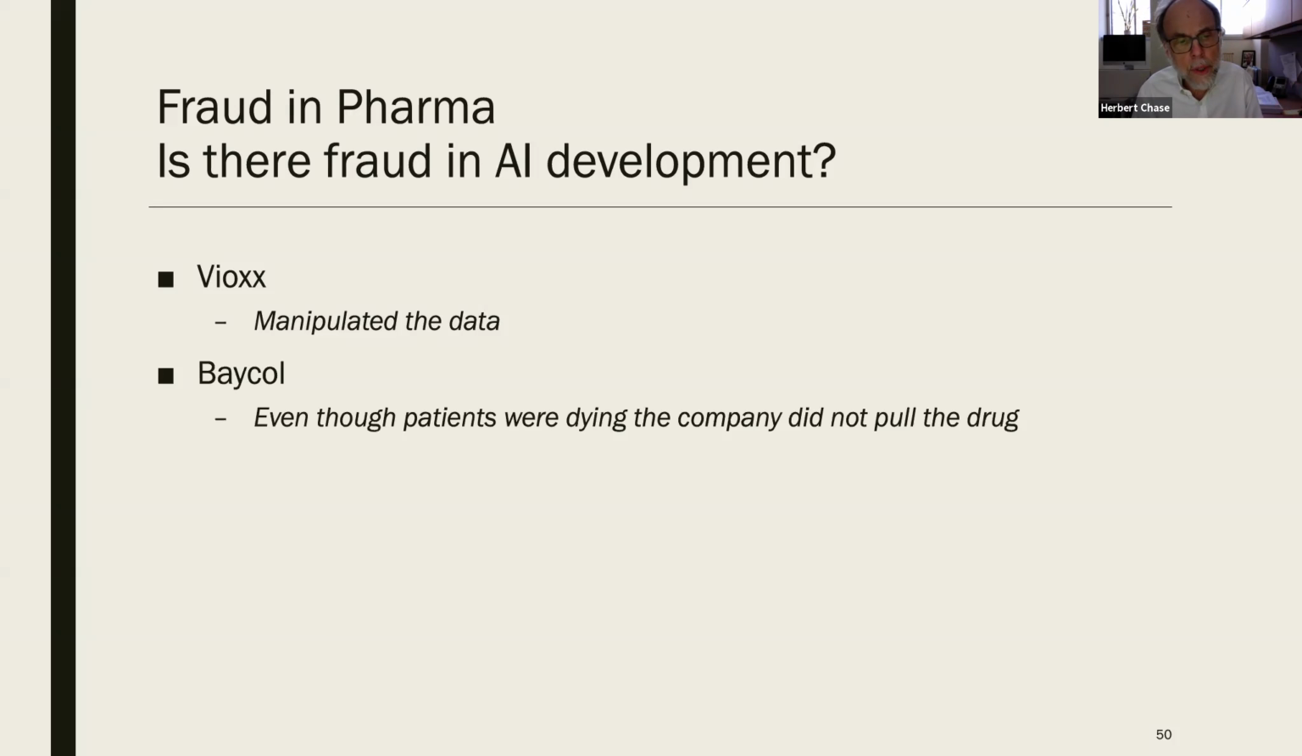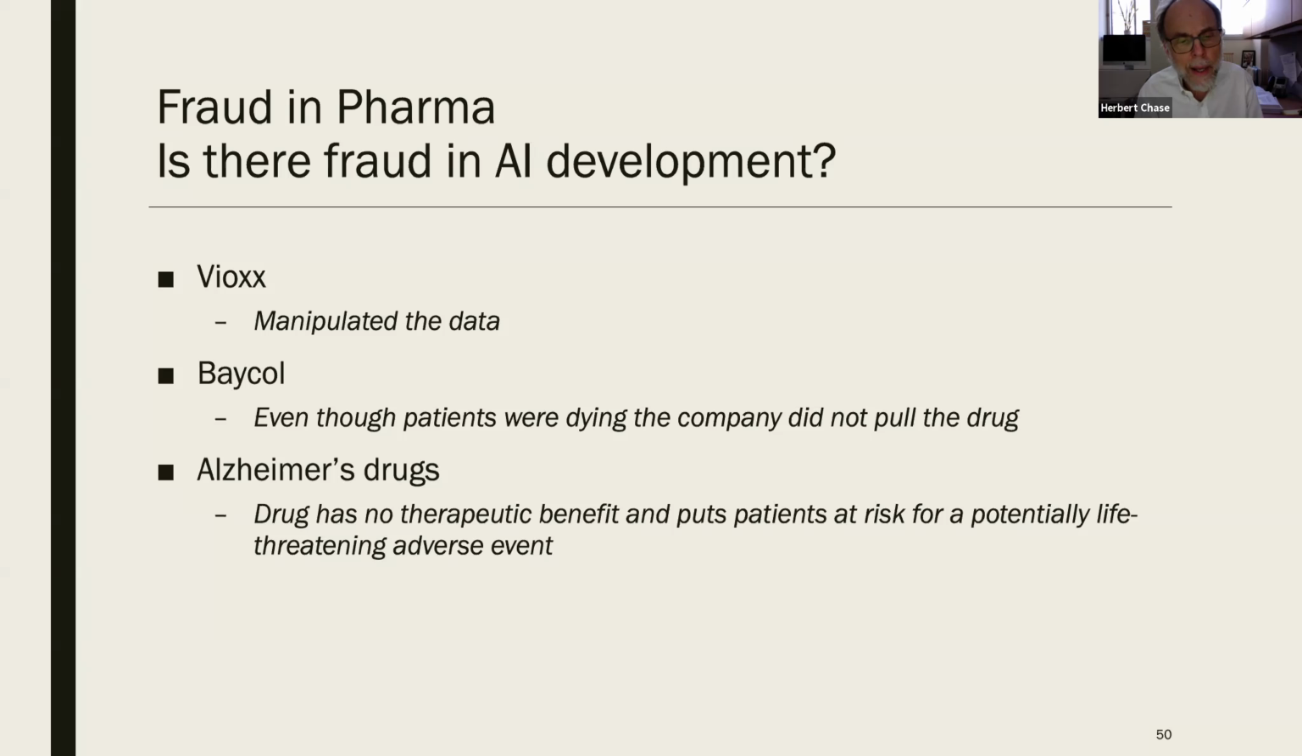And on a sort of less sensational level, we've got all these Alzheimer's drugs that we give for patients that have no therapeutic benefit. It's been known for years they have no therapeutic benefit. And it also puts patients at risk for sudden death because they have a potential for a life-threatening adverse event. Those drugs are still on the market. They still increase the propensity to have fatal cardiac arrhythmias.